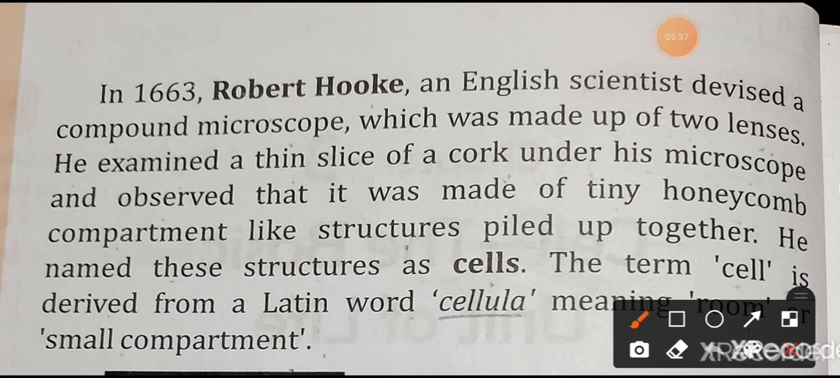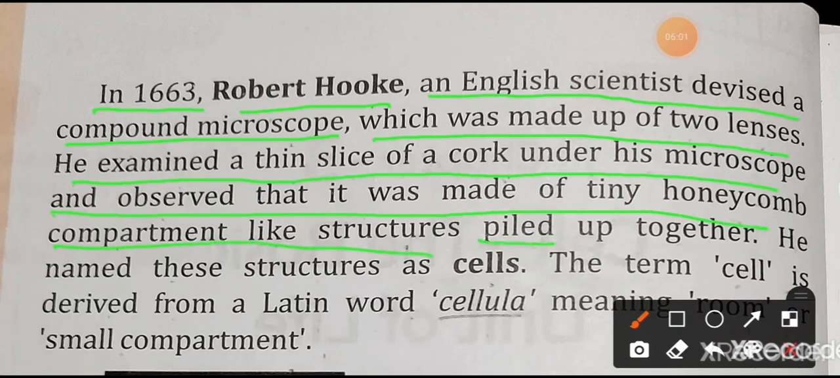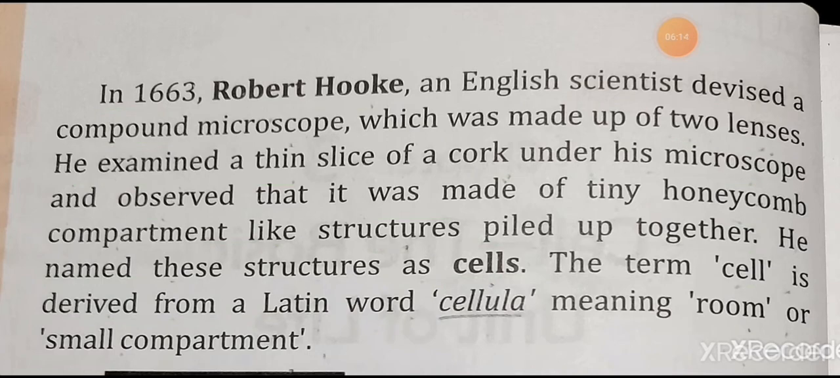In 1663, Robert Hooke, an English scientist, devised a compound microscope which was made up of two lenses. He examined a thin slice of cork under his microscope and observed that it was made up of tiny honeycomb compartment-like structures built up together. He named these structures as cells. The term cell is derived from a Latin word cellula, meaning room or small compartments.